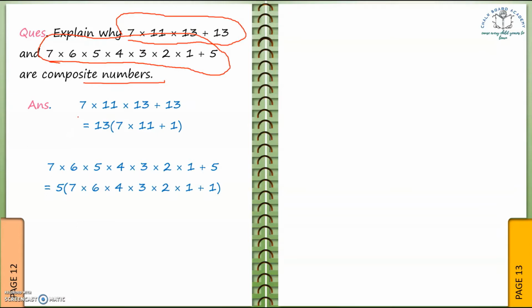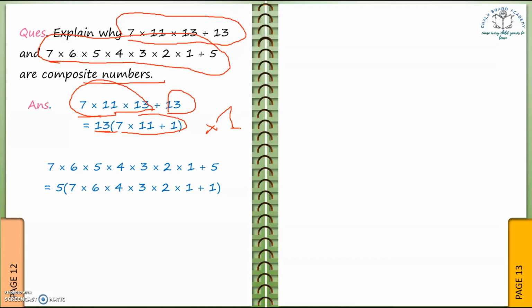So here in the first part, let's see 7 multiplied by 11 multiplied by 13. This is one term, and the other term here is 13. In both terms we can see that 13 is common, so we have taken this as common, and then we got the rest as 7 multiplied by 11 plus 1. So we can simply see that it has these two factors, 13 and this other number, and we have another factor here, which is 1.